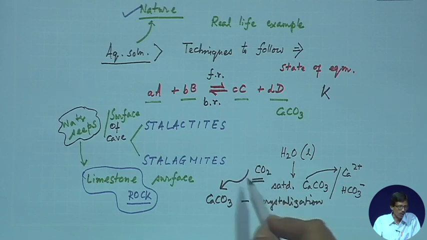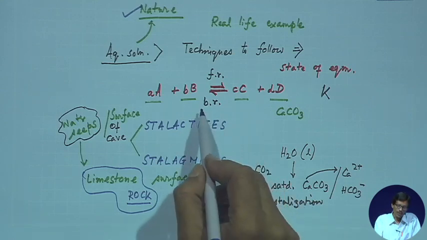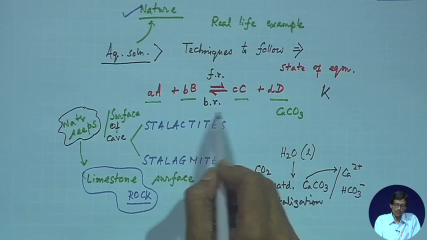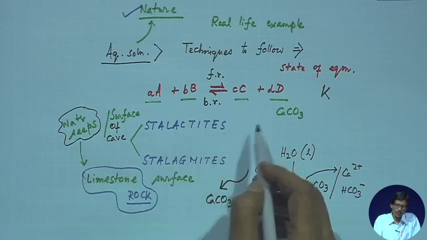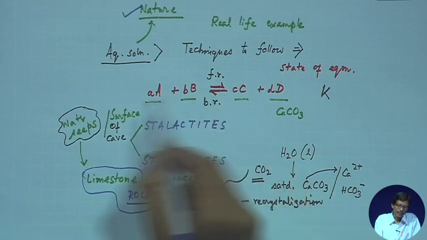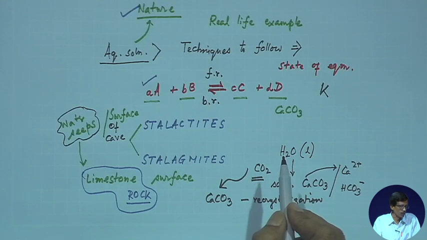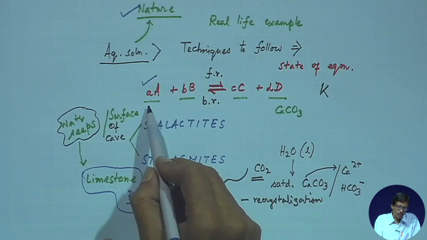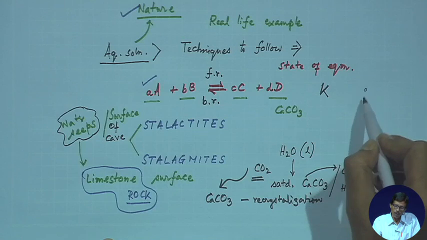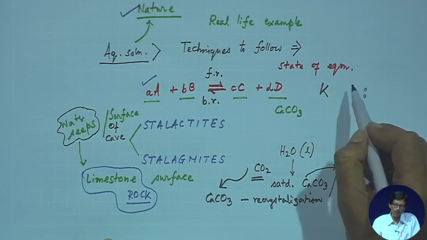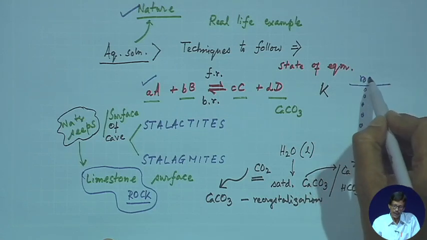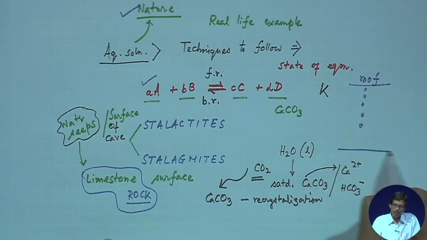When CO2 is not there, what is happening? The reverse reaction, or the reverse process, is favored. As I wrote in the reaction, the reverse reaction is taking place, which means more and more calcium carbonate will be deposited over there. This deposition takes place depending on how the drops form from the roof of the cave or how they get deposited on the floor.